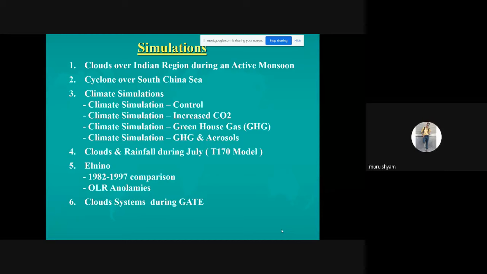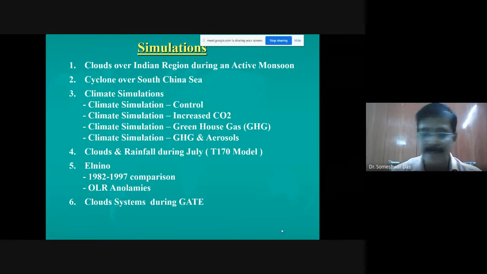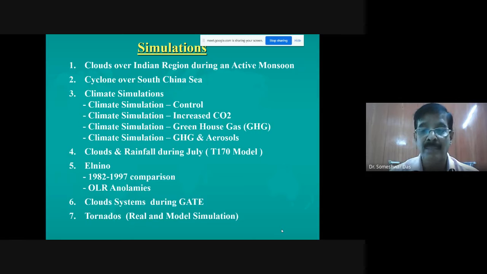Maybe you have heard about the entrance of the IITs, GATE is required for admission in IIT, but that is a different GATE. This GATE is the GARP Atlantic Tropical Experiment. I'll tell you more in detail about that later on. So the cloud systems simulated during the GATE, I will show you some of the examples today. Then some examples of the tornado simulation, real tornado and the simulated tornado.